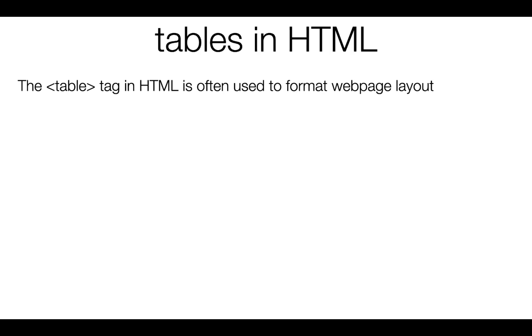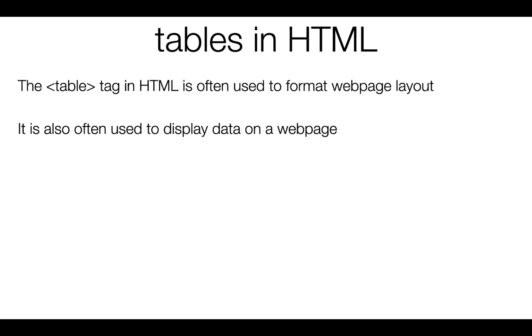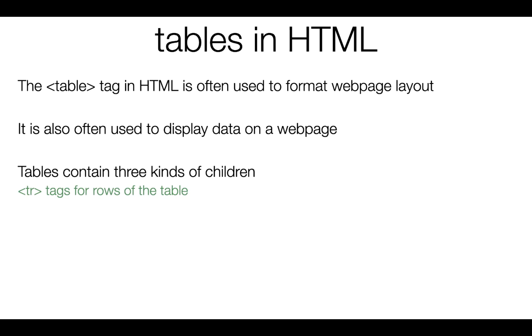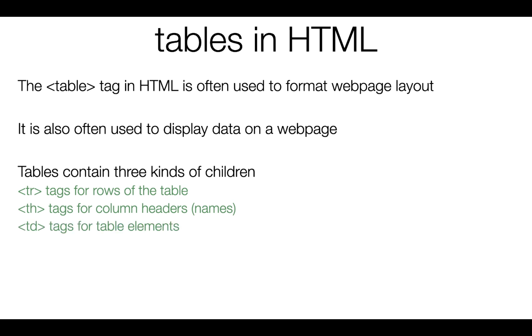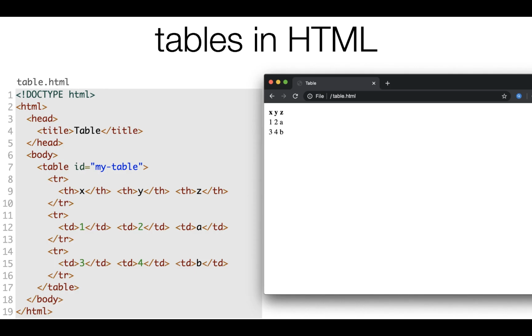Tables are the alternative here. The table tag, of course, is used to format tables in HTML. It's often used to display data on a web page, and it contains 3 kinds of children tags. There's the tr tag, that's the tag for rows of the table. These tables are going to be entered by row. The th tag, that's going to be used to enter column headers, and then the td tag, that's for individual elements in the table. So a table would look something like this.